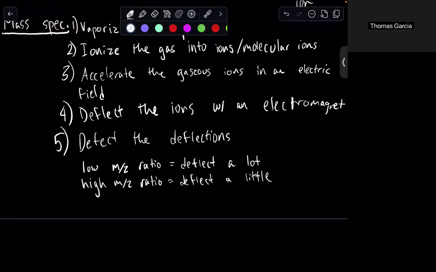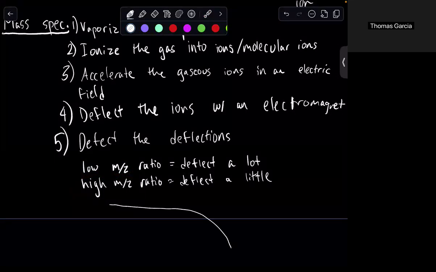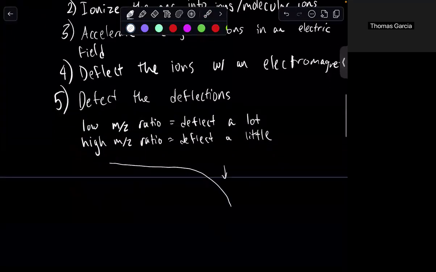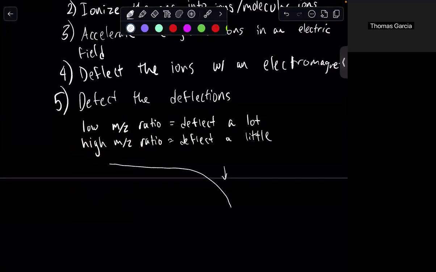So generally, we can also understand that a low MZ ratio means a low mass, a high MZ ratio means a high mass. And you can kind of understand why. If we are trying to deflect something off its path, it's easier to deflect something that weighs less than something that weighs more, because something that weighs more takes more force. Anyways, let's pretty much move on from there.